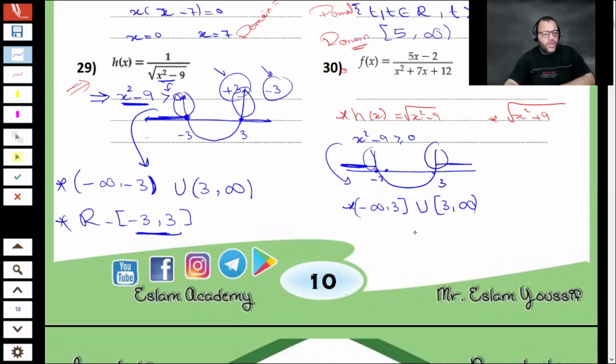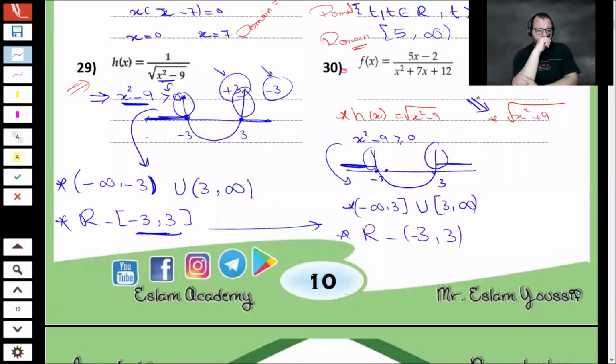And how can we write it as R this way? R except 3 and negative 3. I need negative 3 and 3 to be not included, so I will make them open, because included means it is the solution, and not included means it is not the solution. You understand it?